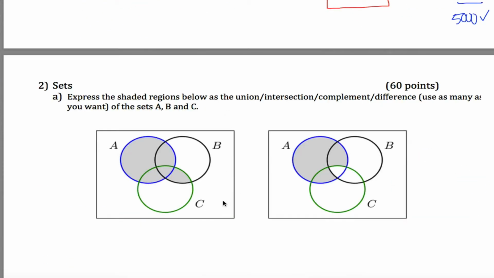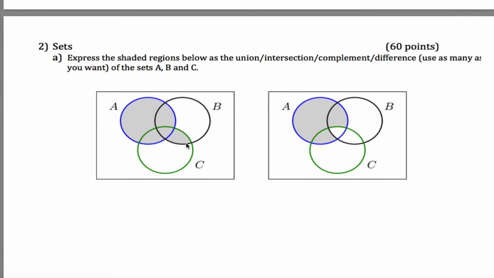All right, moving on. There's another question here. We're dealing with sets. And so what I'm given is this shaded region here and asked to express it as a union, intersection, complement, difference, whatever I want, of the sets A, B, and C. So a lot of different ways you can do this.